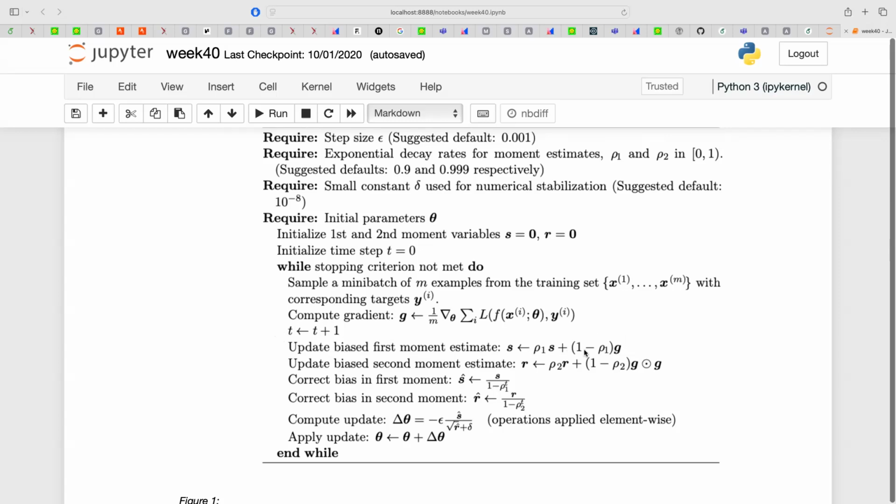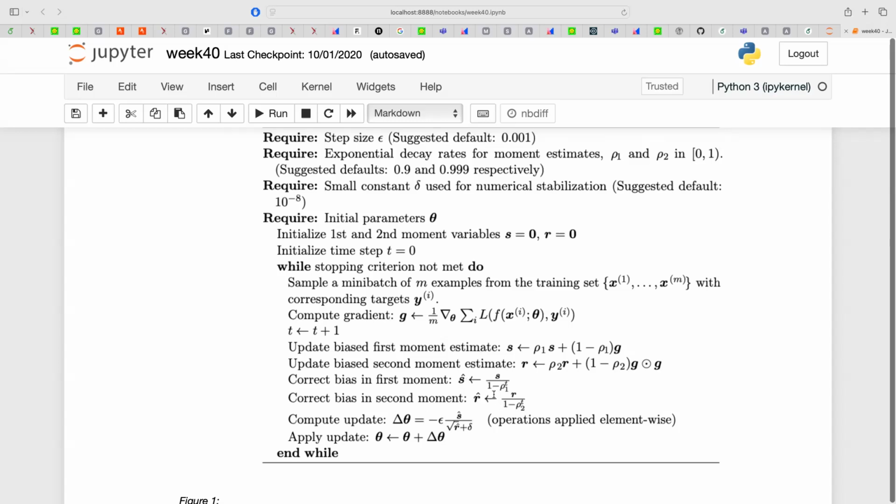And then you have a first moment, which is this variable S, which has this same type of expressions as in root mean square propagation. This contains only the gradient. And then it has a parameter R, which contains the gradient times the gradient. But now it's scaled with a new parameter ρ2. You calculate something which is called the first bias, the correct bias in first moment, and then you have the second moment, which is this R.